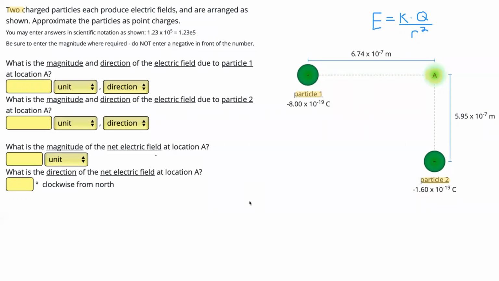So same as the previous question, you're just going to use the information provided to find the electric field due to each particle. So for particle 1, we will put in the charge into our equation, the distance into our equation, and k, which is the constant, 9 times 10 to the power of 9. And that is going to give us a value for the electric field at location A of 15,849 newtons per coulomb.